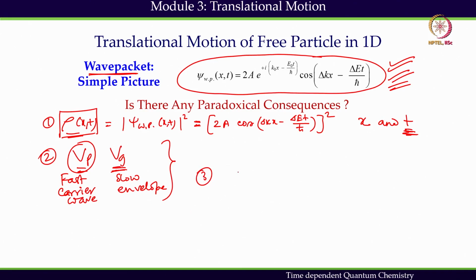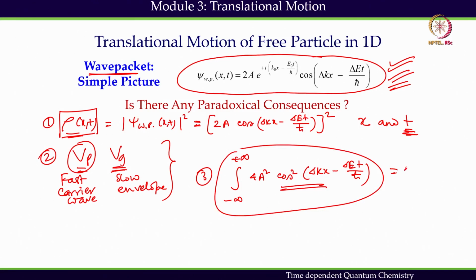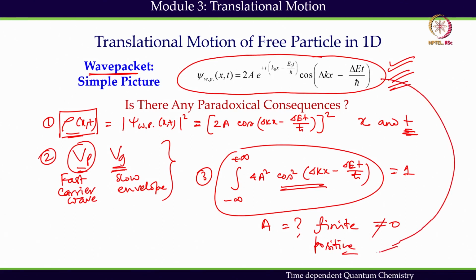The third question is whether this is normalizable or not. Integrating from minus infinity to plus infinity, 4a square cos square. I will not show this derivation, but clearly the cos square function can be integrated and I can get a certain value of a. This is going to be a finite value, not 0. A finite positive number, which means that this wave function is normalizable.